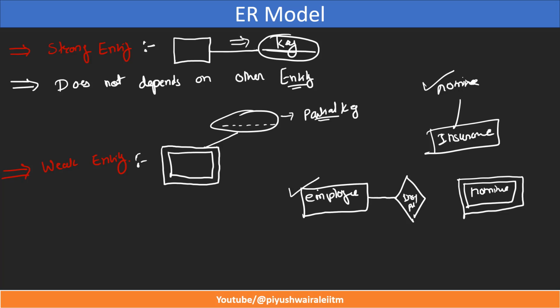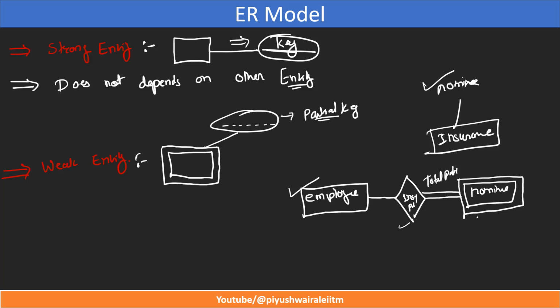If the employee didn't purchase this insurance policy, then how will a nominee exist? Right? So that is what a weak entity set is, and it is represented by total participation. Because what is total participation? If you remember, every entity associated with this particular weak entity must have an association with other entities. So like every nominee must have a particular employee, right? Every insurance policy must have one, right? So this is what is indicated by total participation.